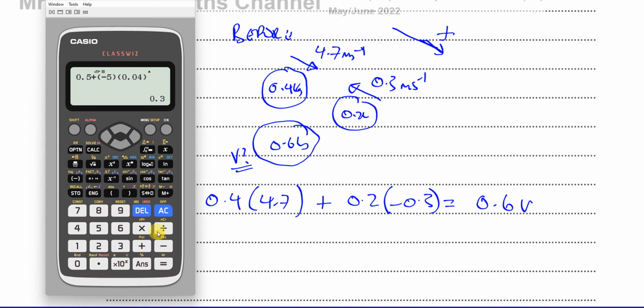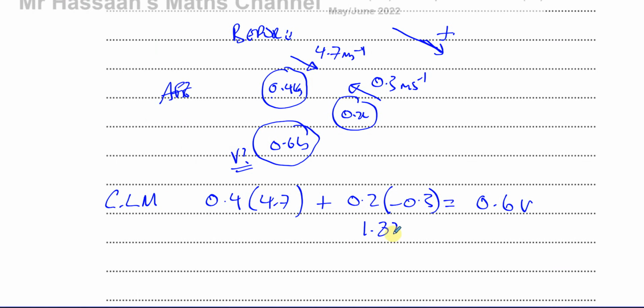So 0.4 times 4.7. That's 47 over 25, which is 1.88. And that's going to be minus 0.2 times 0.3. Be careful, because there's going to become a minus, because these multiply to give you minus. That gives you 91 over 50, which is 1.82. So 1.82 is equal to 0.6 V. Let me just tidy that up.